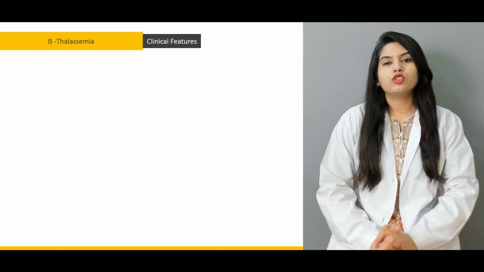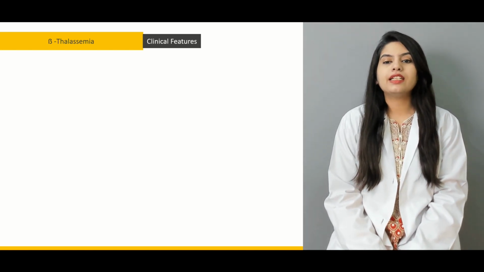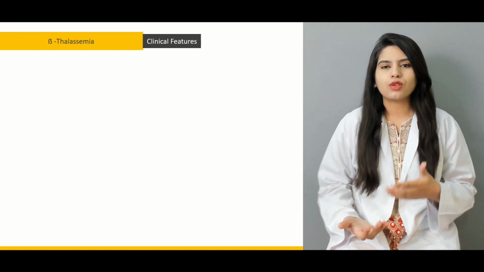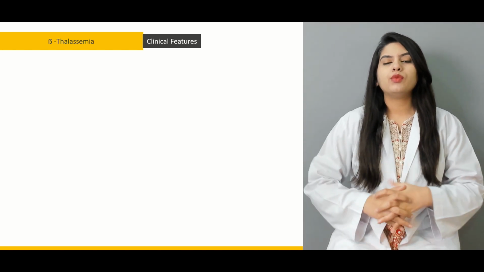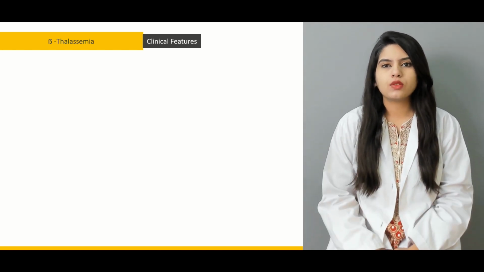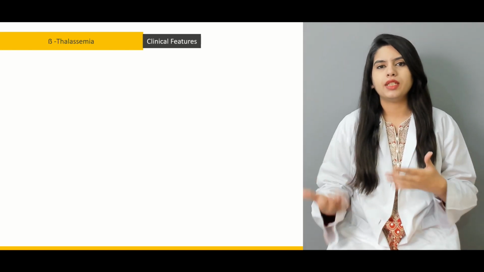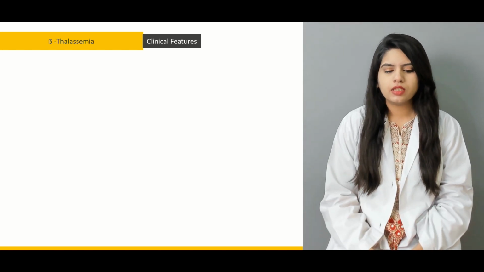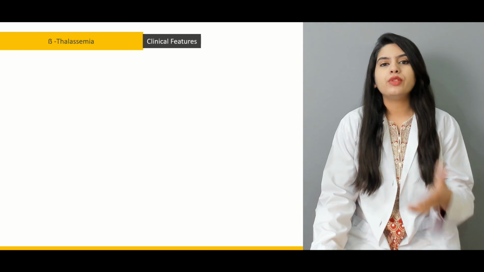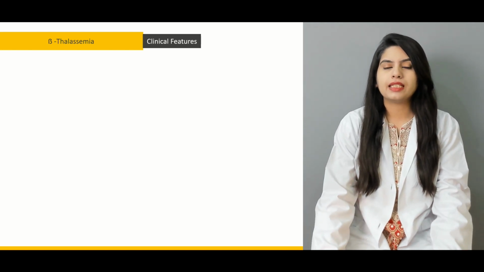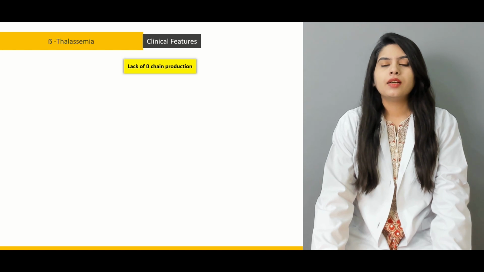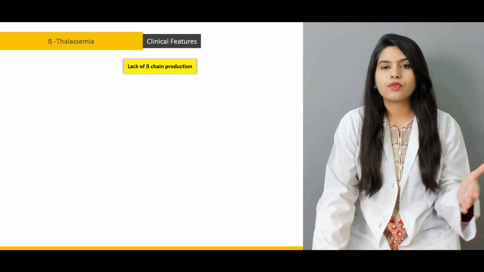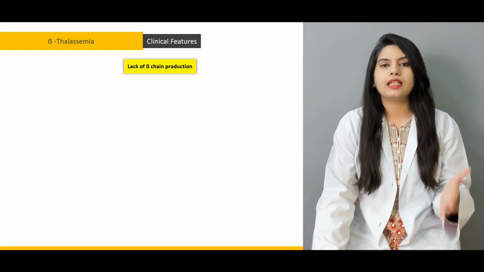Now, moving on to the clinical symptoms or clinical features of beta thalassemia. We have studied the pathogenesis of beta thalassemia, and when we were discussing it, we also discussed how it will lead to anemia and what type of symptoms it can produce. So let's get into more detail of the clinical features. We know that there is a decrease in production of beta genes, or a lack of the beta genes, during beta thalassemia.